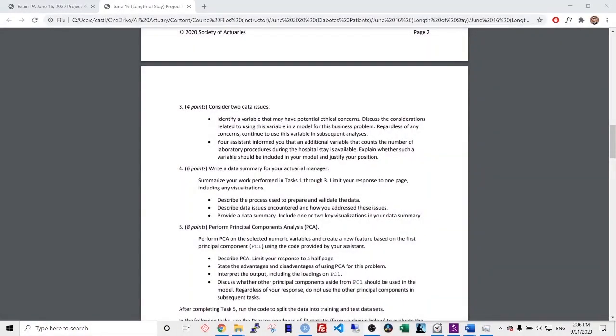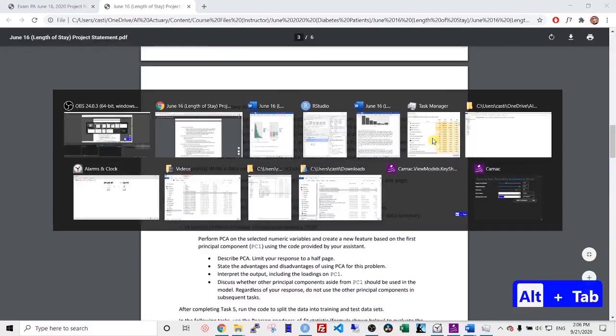Task 3. Consider 2 data issues. Identify a variable that may have potential ethical concerns. Discuss the considerations related to using this variable in a model for this business problem. Regardless of any concerns, continue to use this variable in subsequent analysis. So let's look at the data dictionary.